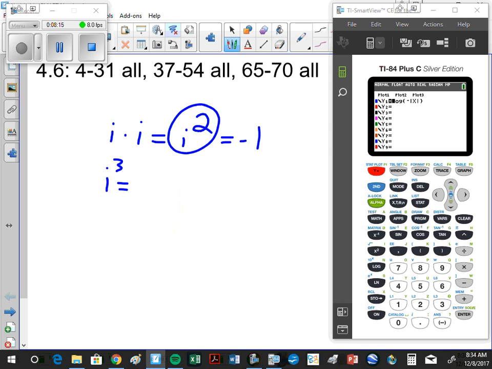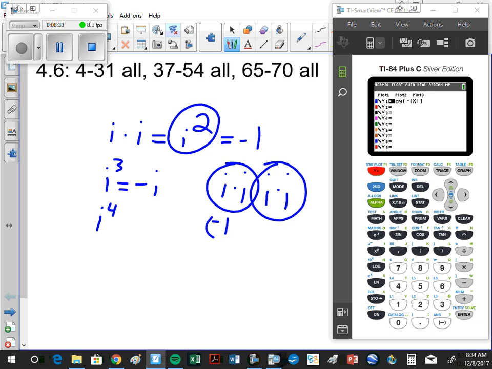So i to the third is -i. What about i to the fourth? Well, that would be i times i times i times i. And these two make -1, and these two make -1. And what is -1 times -1? 1. Whoa. So i squared is -1, i to the third is -i, and i to the fourth is 1.